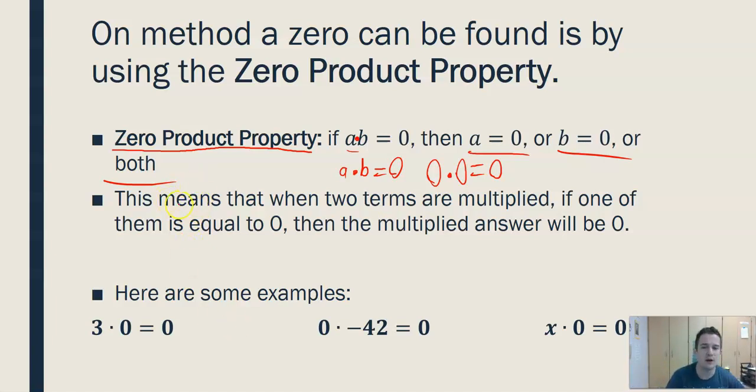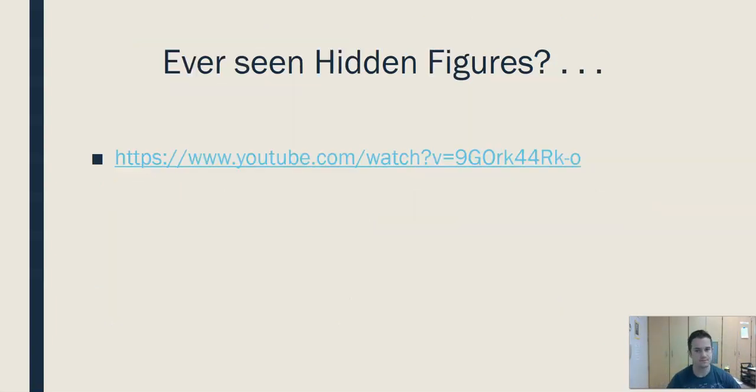Again, the zero product property says if I am multiplying two or more terms together, and one of those terms is 0, then the answer when I multiply them together will be 0. So 3 times 0 is 0. 0 times negative 42 is 0. x times 0 is 0. That's what the zero product property says.